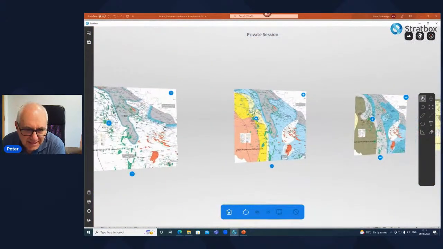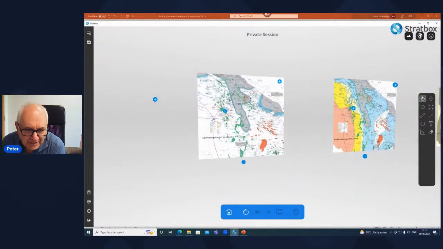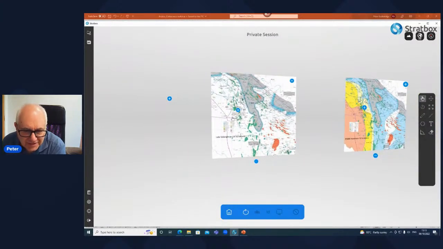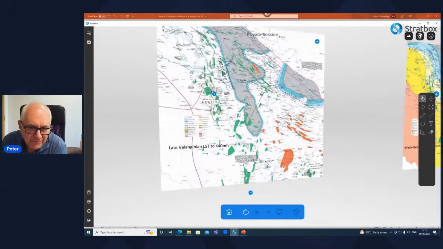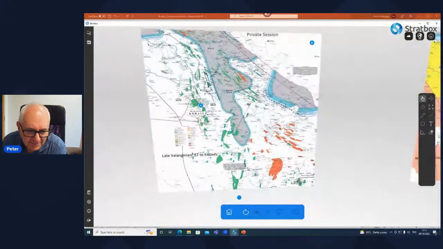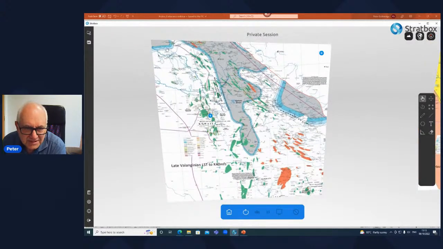Okay, so if we now think about the Ratawi case history, this is a low stand map of late Valanginian age to the K40 maximum flooding surface. This area is an area of karsted carbonate with the exposure of the Ratawi limestone, and the only area of deposition is around the margins of the intrashelf basin. So we've got deeper water carbonates surrounded by an exposed and karsted carbonate platform.